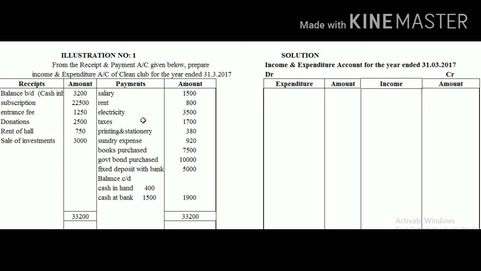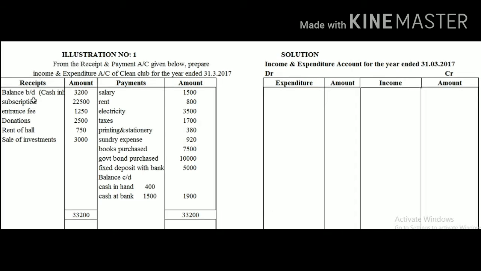So here, the balance brought on the receipt side items are given, and on the payment side also the items are given. Now we have to identify the revenue payments and revenue incomes.